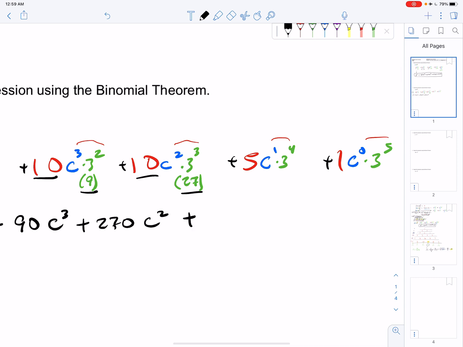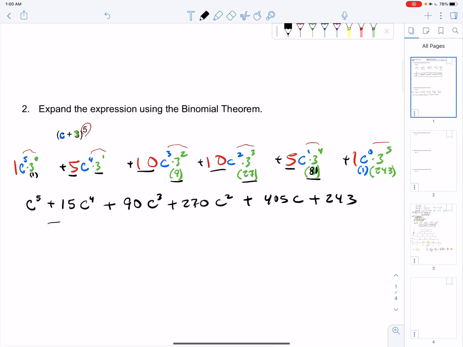And we're getting there. We have 3 to the fourth power, 3 times 3 times 3 times 3, which is 81. And 81 times 5, well, that's going to give us 405, and that's C to the first. And then finally, of course, C to the 0 makes this a 1, and 3 to the fifth is 243. Of course, that gets multiplied by 1, so that's just 243. And there is the answer.